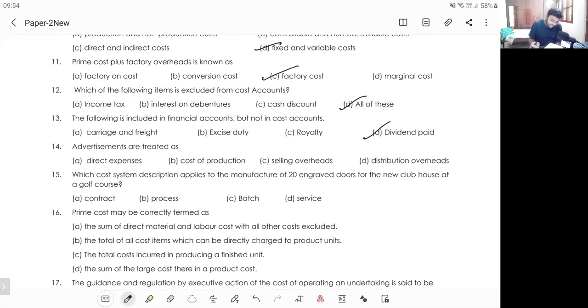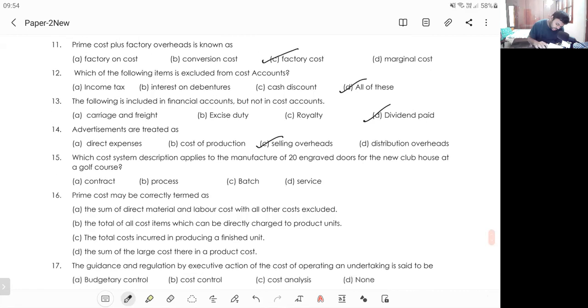Next, advertisements are treated as what? They are treated as selling overheads. I said there are four types of overheads: production overheads, administration overheads, selling overheads, distribution overheads. Selling overheads means the expenditure incurred to sell the product. Distribution overheads means the expenditure incurred to supply the product from the factory to the customer.